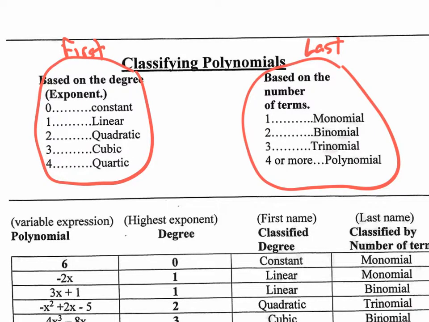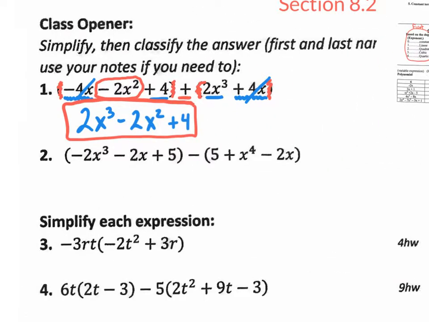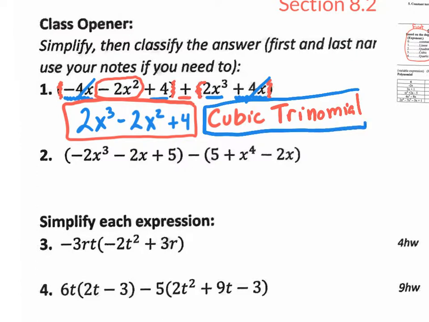So let's go back to the first and last names here. On this answer, we have the highest exponent 3, and on our notes we said that was cubic. And for the last name, we have to think of how many terms there are. And remember, the terms are separated with a minus or a plus. So we have 1 term, 2 terms, 3 terms. So that is a trinomial. So the complete name is cubic trinomial. And let's box that in. That's part of our answer. And I will ask you to do these same things on the quiz tomorrow, which should be Friday.